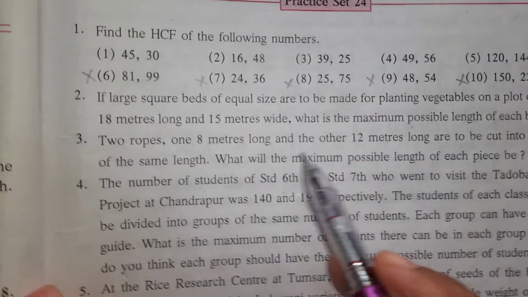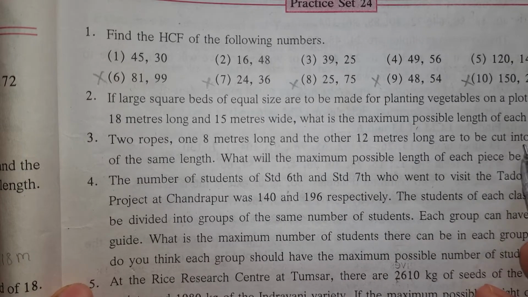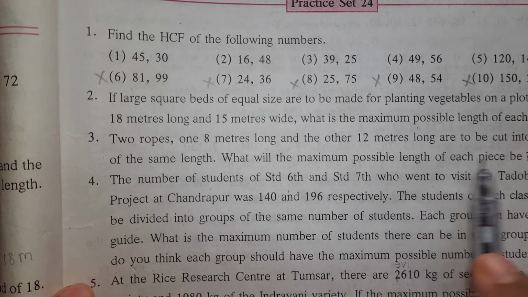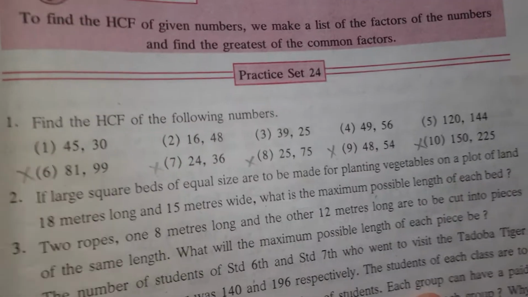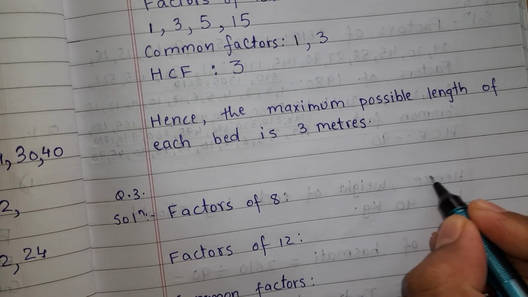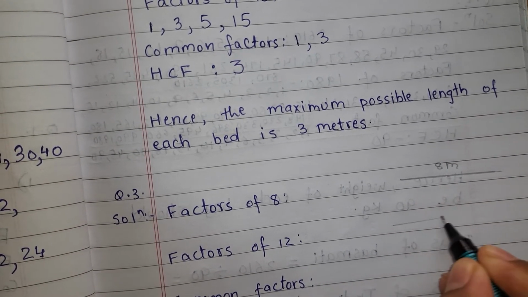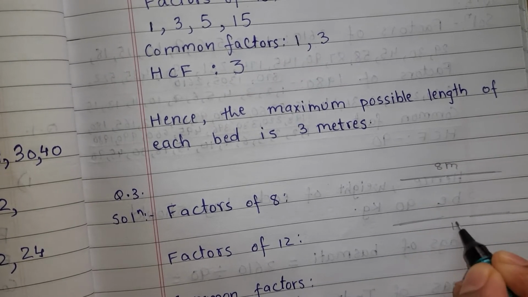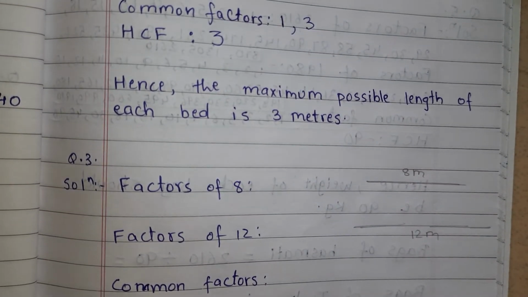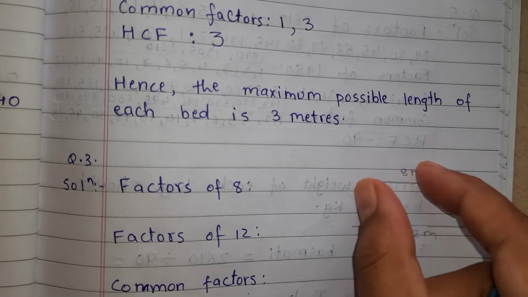Two ropes, one 8 meter long and the other 12 meter long, are to be cut into pieces of same length. What will be the maximum possible length of each piece? Means again we have to divide 2 ropes. Suppose this is one rope and this is 8 meter and the other rope, suppose it is 12 meter. So these ropes we have to divide into equal parts. We have to cut the pieces of same length.